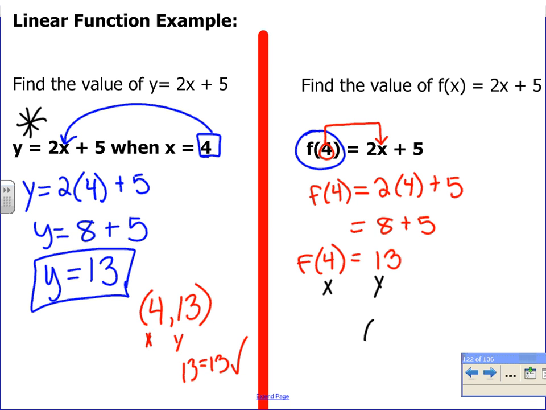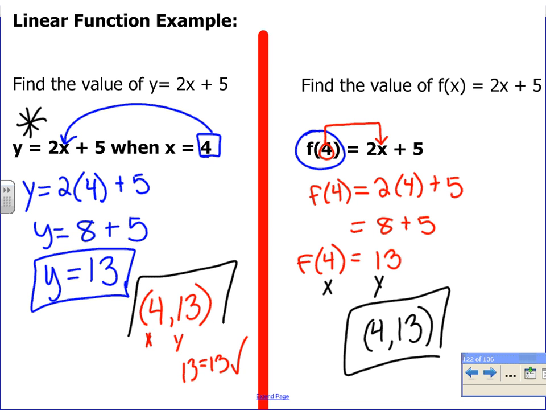So take your x and y value, write them as an ordered pair. That's the answer, which of course is the same as the answer we got on the previous problem. They're the exact same. We just did the second one using function form or function notation. Okay, if you have any questions on that, please pause the video and Mrs. Ankeny will explain further.